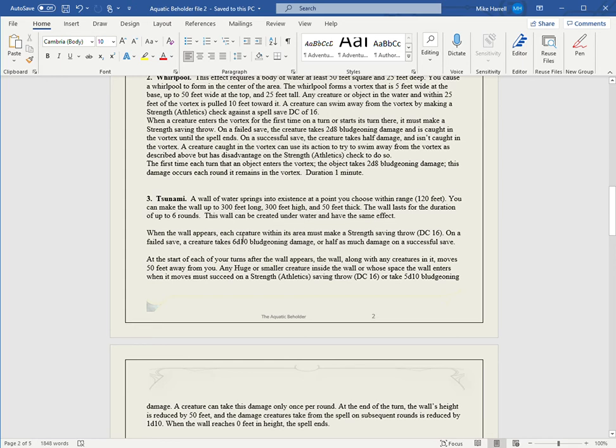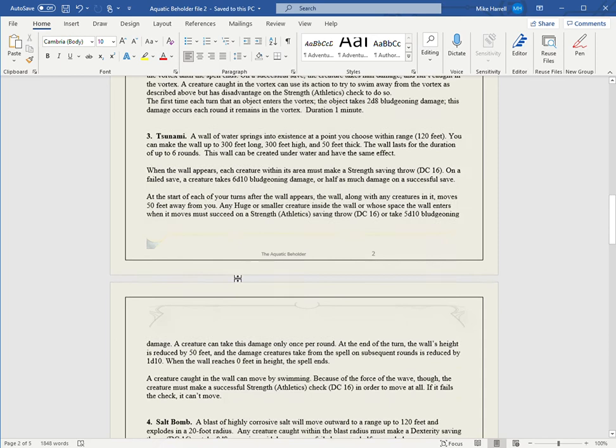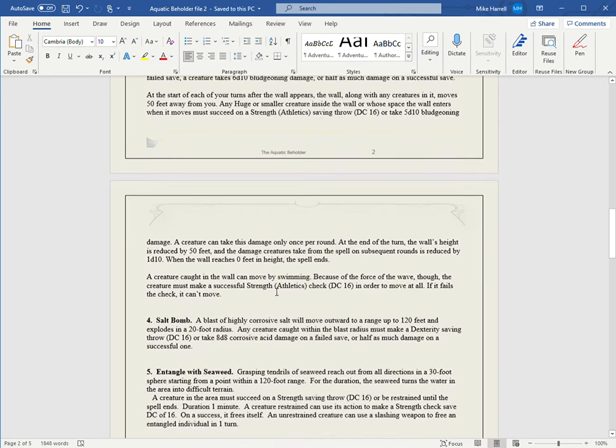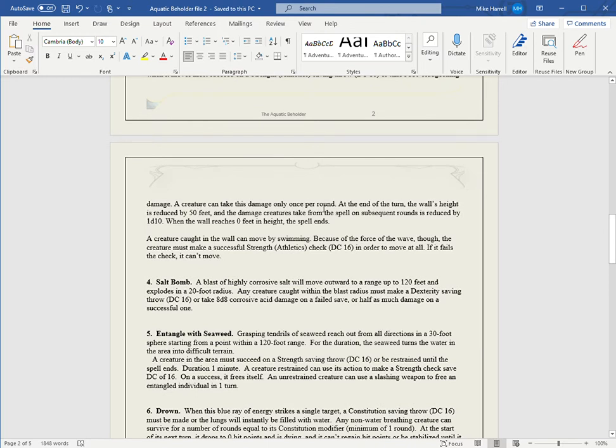When the wall appears, each creature within its area must make a Strength saving throw, DC 16. On a failed save, a creature takes 6d10 bludgeoning damage, or half as much on a successful one. At the start of each of the turns after the wall appears, the wall, along with any creatures in it, moves 50 feet away from you, so this could push individuals back quickly. Any Huge or smaller creature inside the wall or whose space the wall enters when it moves must succeed on a Strength saving throw again, DC 16, or take 5d10 bludgeoning damage. A creature can take this damage only once per round.